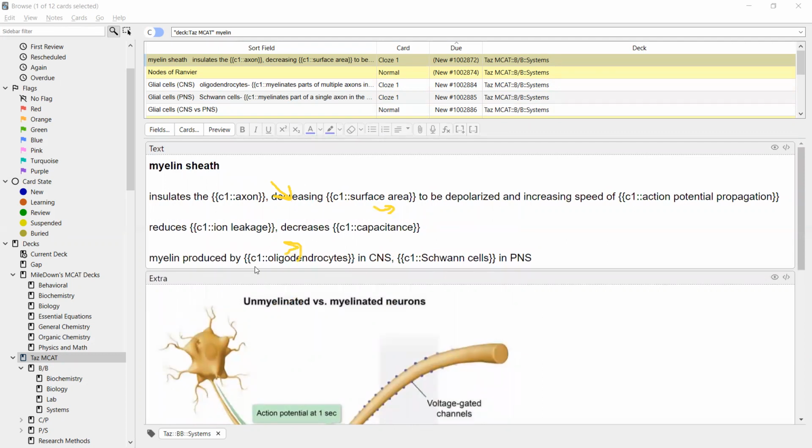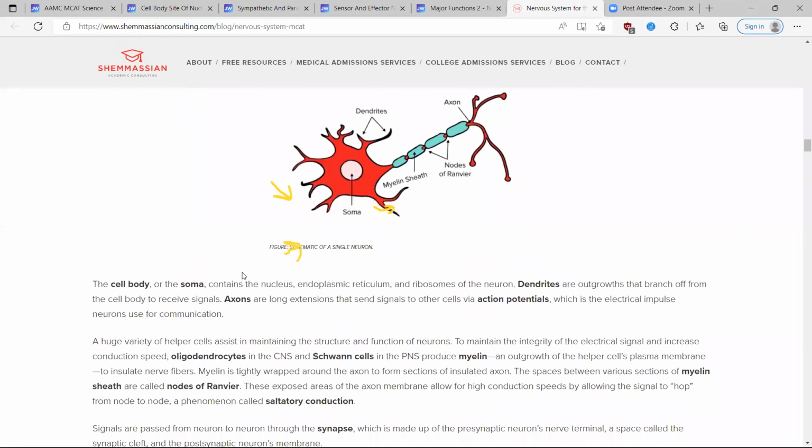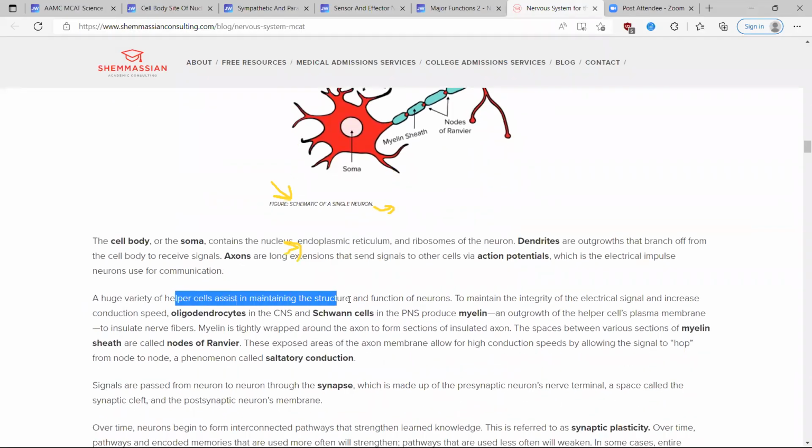Myelin is this insulation, and it's produced by helper cells that assist in maintaining the structure of neurons. The myelin itself is produced by two different types of cells. One is the oligodendrocyte, and the oligodendrocyte is only found in the brain and the spinal cord, the CNS. Whereas in the PNS, the peripheral nervous system, they're called Schwann cells. Both produce myelin, but they're a little bit different.